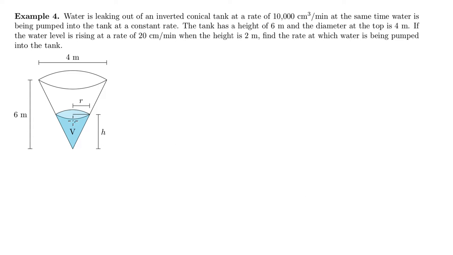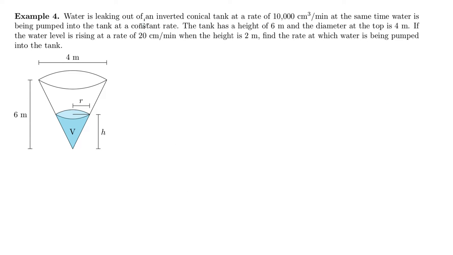We have the water in the tank, radius r, and the height is h at any given time. Those quantities are changing. And of course the volume is also changing. But the dimensions of the cone are fixed. So the height of the cone is 6, and the diameter across the top of the cone is 4. Okay, so let's see what we know and what we're looking for.